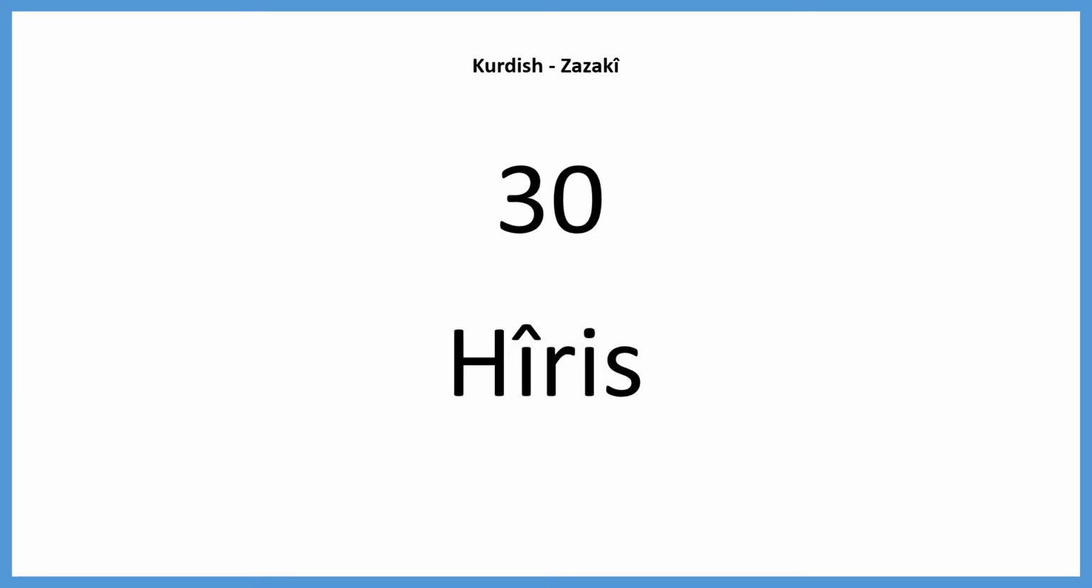30, Hiris. We now know that if we wanted to say 31, it would be Hiris u eu, and if we wanted to say 32, it would be Hiris u de, and so on. So from here we will count in tens.